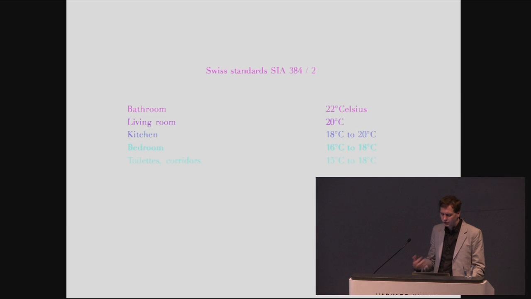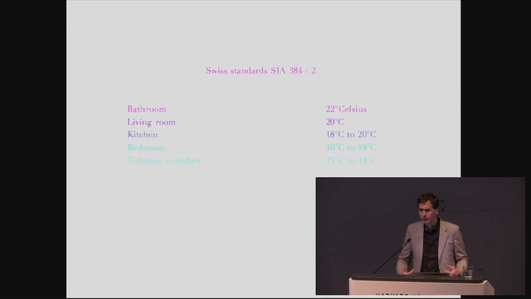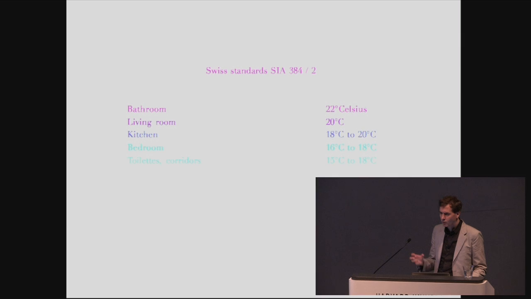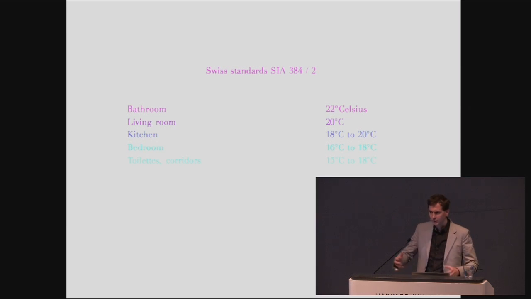Because you are moving, you create your own temperature. So you could heat the corridor only at 15 degrees Celsius. And the bedroom, you are inside the blanket, so it could be 16 degrees Celsius. Then the kitchen at 18 because you are cooking, moving a little. And then the living room at 20 because you are motionless on the sofa. If it is 18, after 5 minutes you become cold. And the bathroom, you are naked, maybe with some water on the skin.